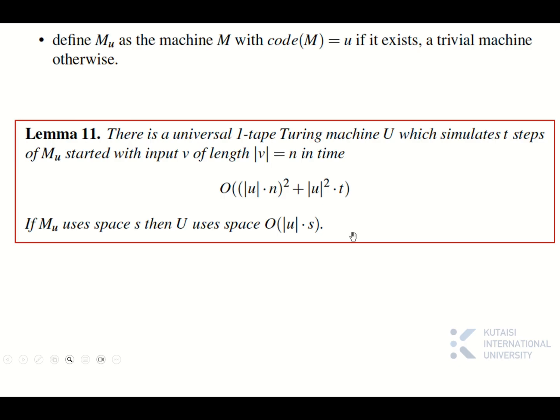I just realized now that when we proved the simulation from k tapes to a one-tape Turing machine, did we prove these complexity things? Did we prove the bounds for time and space there? I don't remember. I think we did.